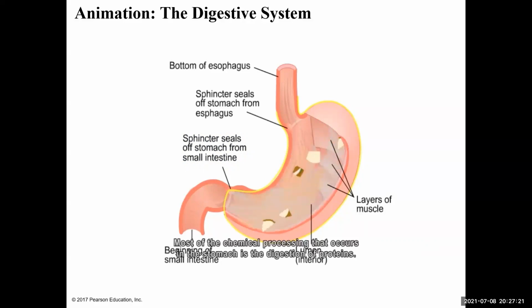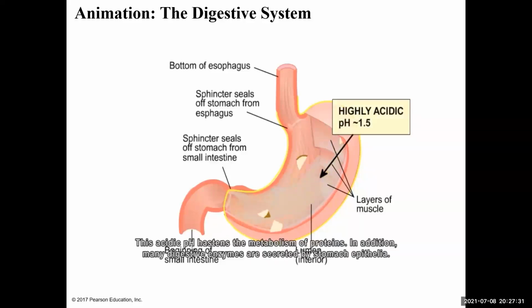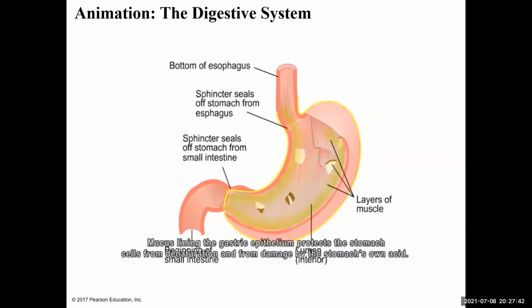Most of the chemical processing that occurs in the stomach is the digestion of proteins. The gastric juice in the stomach is highly acidic, having a pH as low as 1.5. This acidic pH hastens the metabolism of proteins. In addition, many digestive enzymes are secreted by stomach epithelia. Mucus lining the gastric epithelium protects the stomach cells from denaturation and from damage by the stomach's own acid.